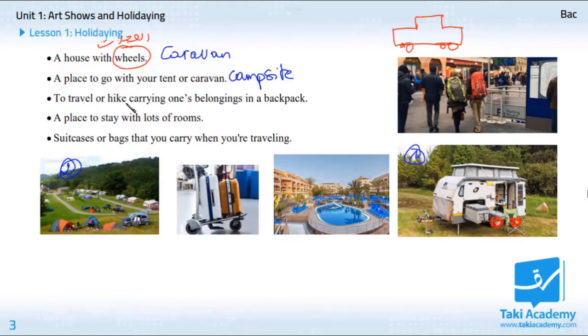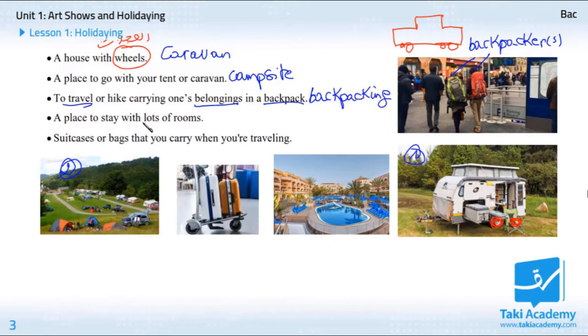To travel or hike, carrying one's belongings in a backpack. And of course, this is a picture of 2 backpackers. So the noun is backpacker, the singular, and backpackers, the plural, because we have 2 people here. And the verb is to backpack, okay? And here we are referring to backpacking.